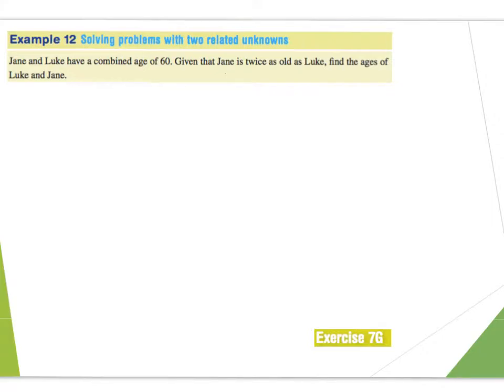So what we're going to do is we're going to say, given that Jane is twice as old as Luke, let Luke, which is the youngest, be x years old. Okay, so let Luke be x years old.